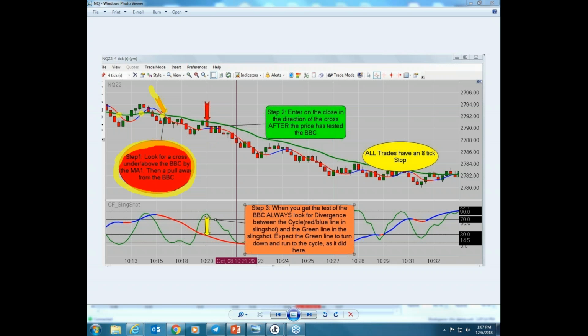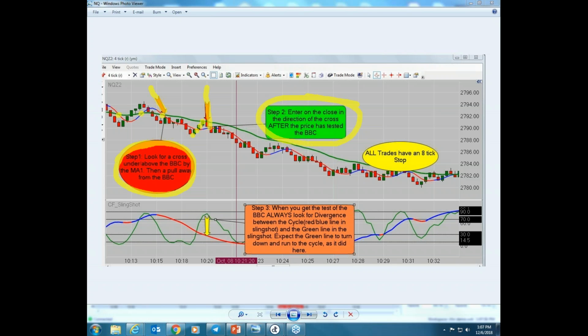Because here's what I expect to happen. After the cross, the normal thing for the market to do is to gravitate toward the BBC, as it does here. That's what you're looking for the market to do, the normal thing. Pull back to that green line. Not only are you looking for it to pull back to the green line, but then you're looking for the close in the direction of the trend. So if the MA1 is red, then we're looking for a red candle or a down close. That's what we're looking for. That would set step two in motion.